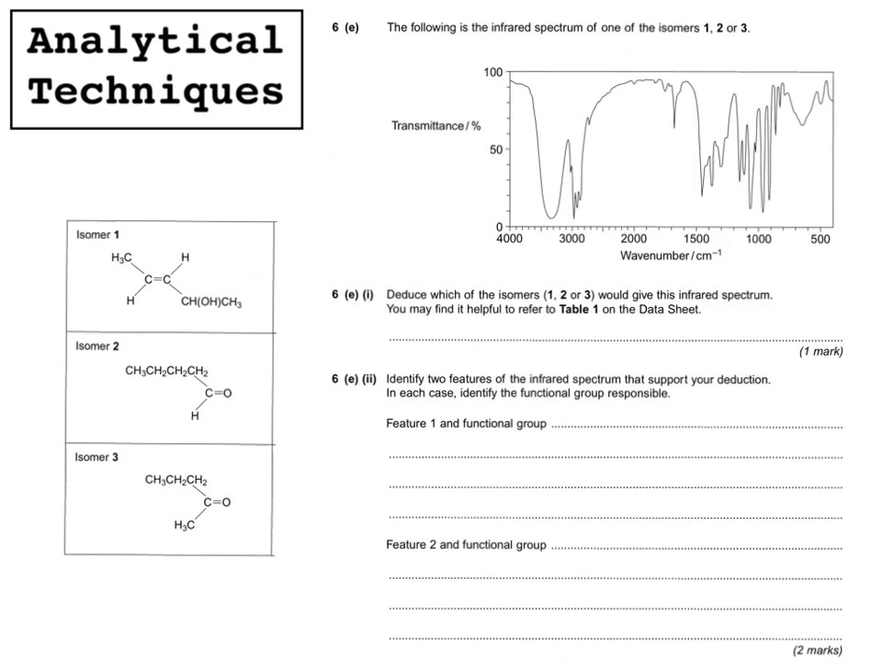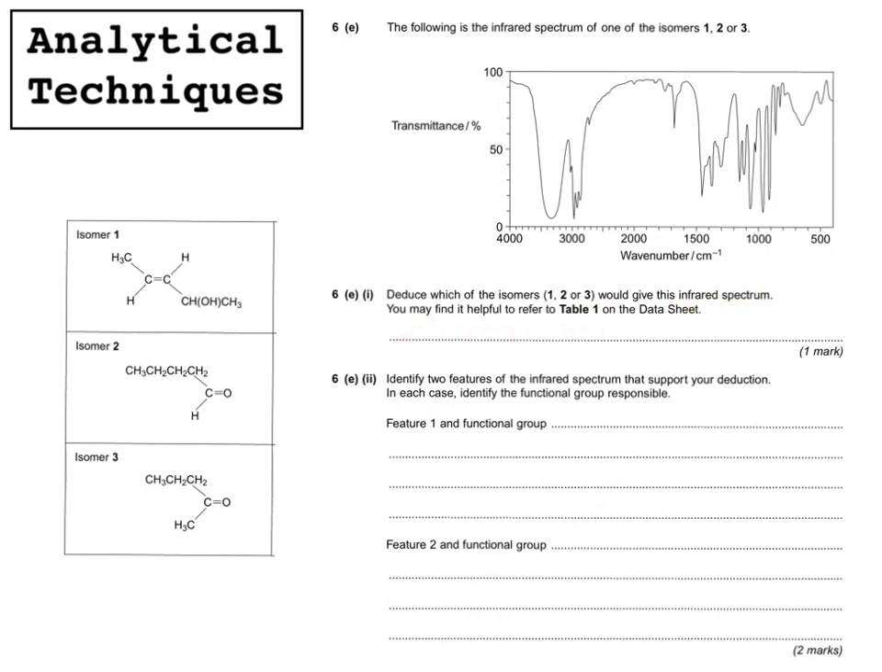So let's have a look at a couple of exam questions. Here we've got the following is the infrared spectrum of one of the isomers, 1, 2 or 3. So here's our three isomers of different compounds. Here's our infrared spectrum. And it says, deduce which of the isomers 1, 2 or 3 would give this infrared spectrum. You may find it helpful to refer to table 1 on the data sheet.